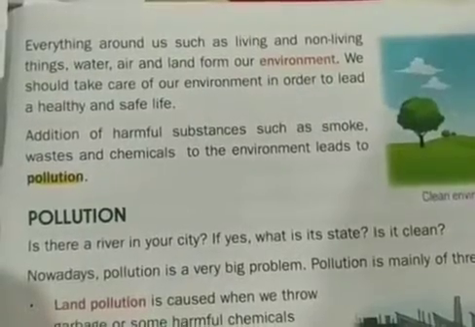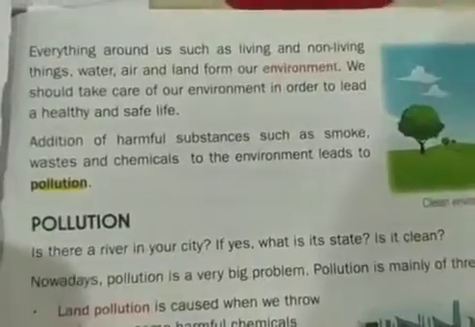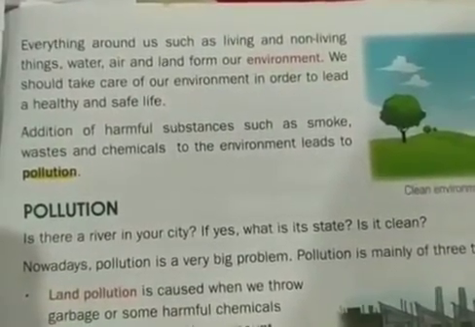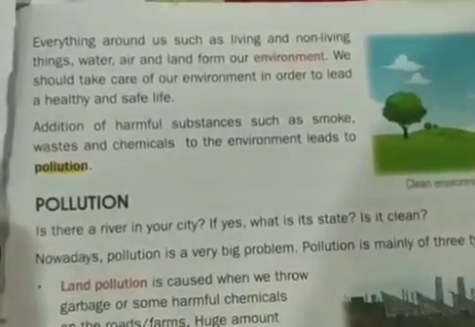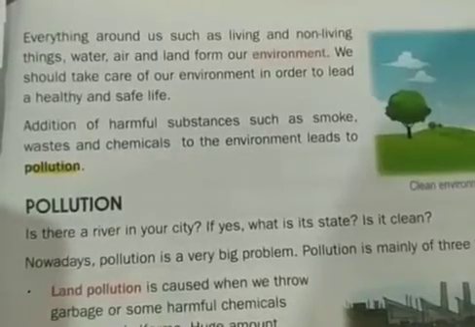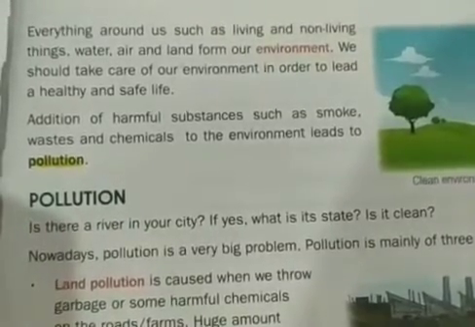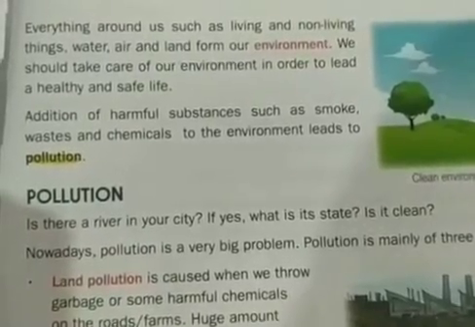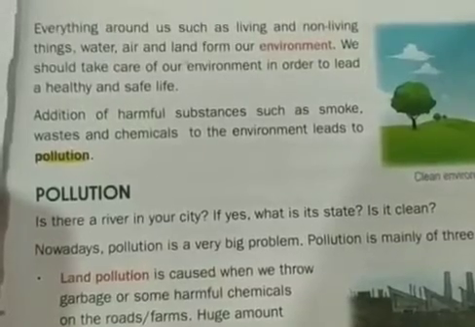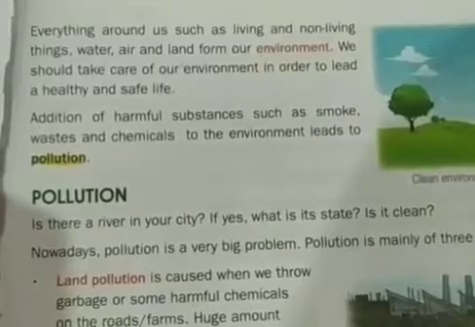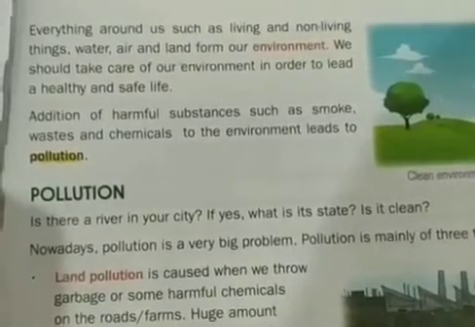So we are reading the chapter. Everything around us, such as living and non-living things, water, air and land, form our environment. We should take care of our environment in order to lead a healthy and safe life. So, what is environment? Environment is everything which is around us. Every living and non-living thing. Living like human beings and animals, and non-living things like bed, table, chair, copy, bag, whatever may be. What is surrounding us is our environment, including water, air, land. So everything forms our environment, and that's why we should take care of our environment.